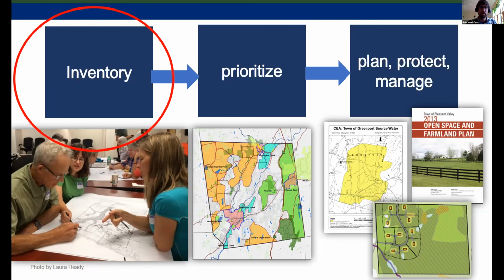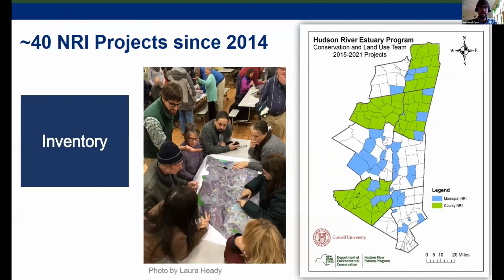So we're going to start out with this inventory process, and I'll say that our program has focused on natural resources inventories, or this basic collection of data, since about 2014, because it is this critical foundation for all other future planning. Since that time, we've had about 40 NRI projects throughout this region. It's getting pretty impressive looking at this map.